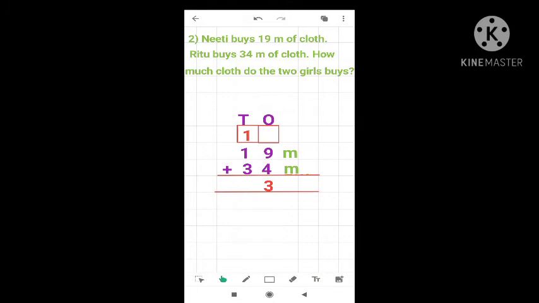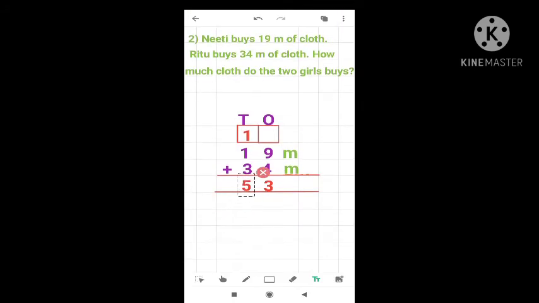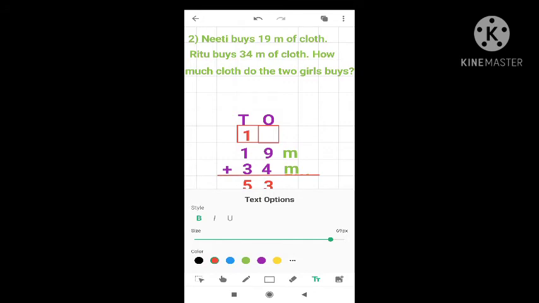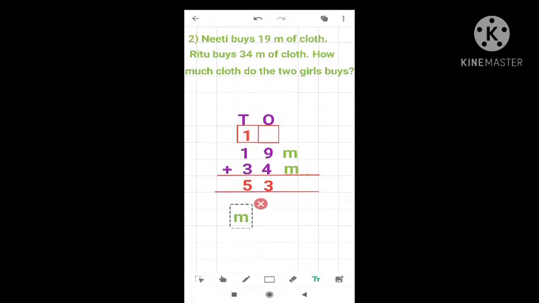So now at tens place we have to add 1, 1 and 3. So what is the total? Yes, 5. So it means we have 53, yes, meters. Don't forget to write the unit. So the two girls buy 53 meter cloth together.